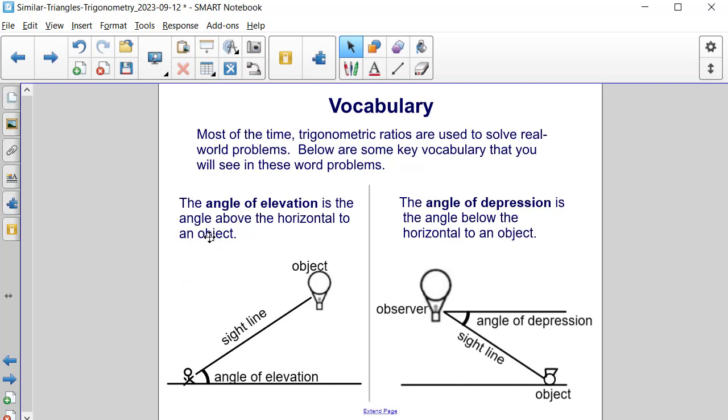The angle of elevation is the angle above the horizontal to an object. So when a person is looking upward, it's between the line of sight and the horizontal to them. For the angle of depression, the observer is instead in the air, and there's a horizontal going straight out from where they are, and then the angle of depression is between that horizontal and their line of sight when they are looking down at an object.